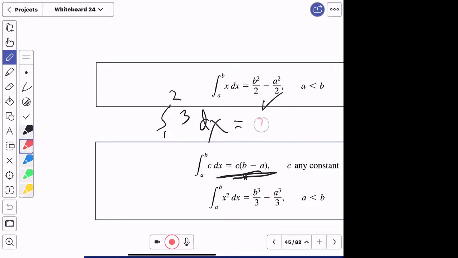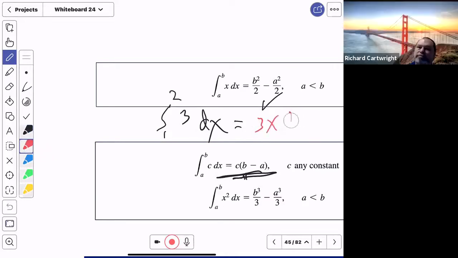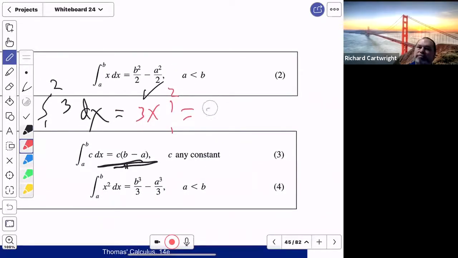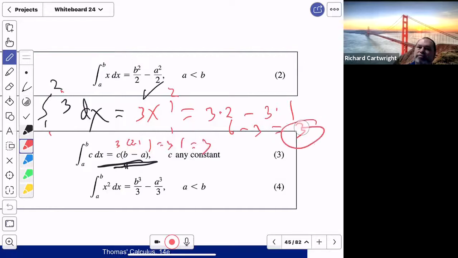3x, 3x from 1 to 2 is 3 times 2 minus 3 times 1, which is 6 minus 3, which the answer is 3. He says, just take your 3 and multiply it by b minus a, 2 minus 1. Wait, did I get it right? Yeah. 2 minus 1 is 1, 3 times 1 gives you 3, the same answer.